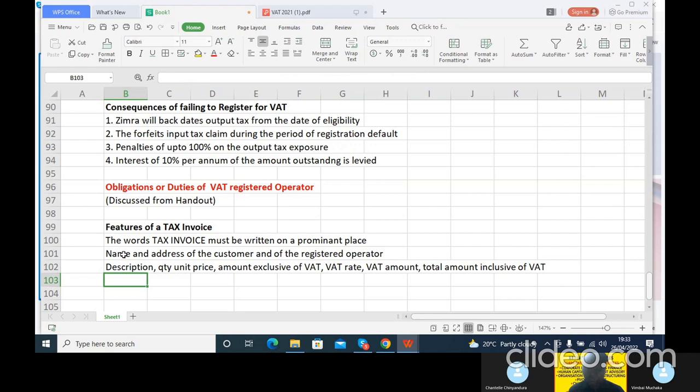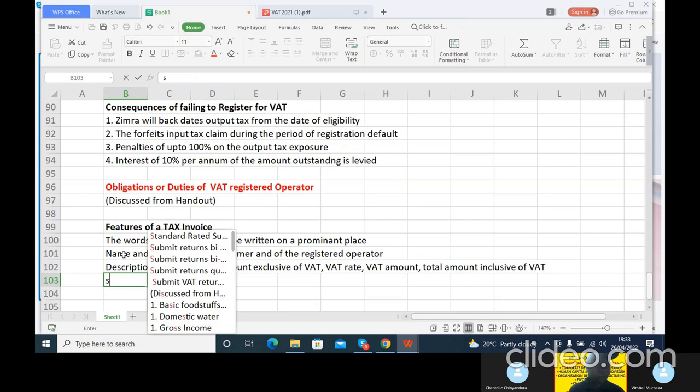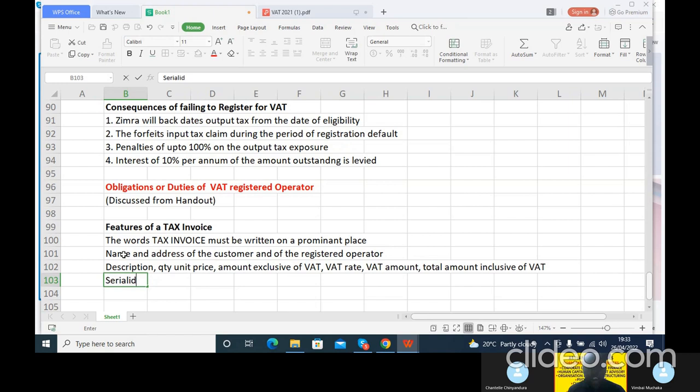Also, it has to be serialized. Serialized means issued in sequence. Serialized, please. Don't issue invoices haphazardly. If you cancel an invoice, you have to keep the copy and the reason. You have to keep a copy of the canceled invoice and the reason why it was canceled. It has to be serialized and carbon copies retained by the firm. You need to have carbon copies retained by the firm. So it has to be issued in sequence. You have to retain carbon copies.